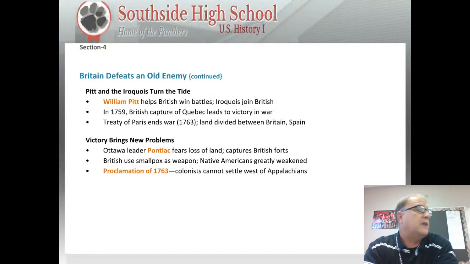There are a lot of treaties called the Treaty of Paris, so it's important to distinguish this one as the Treaty of Paris, 1763. The land that was French land in North America was divided between the British and the Spanish, with the French only retaining a couple of small islands in the St. Lawrence River. But victory, of course, brought new problems.